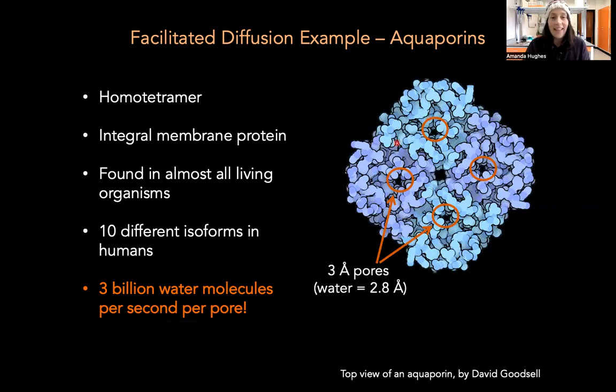And they allow water in and out at 3 billion water molecules per second per pore. So that'd be 4 total pores. You can get 12 billion water molecules per second to pass the membrane to help with osmotic pressure and whatnot.